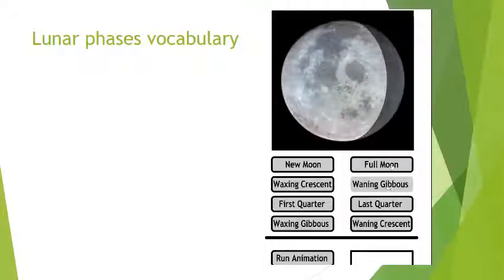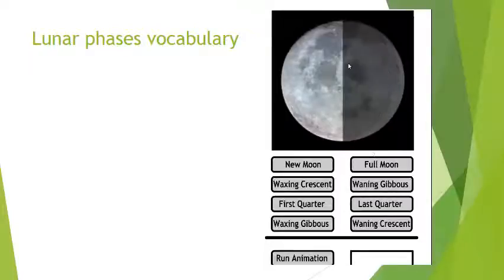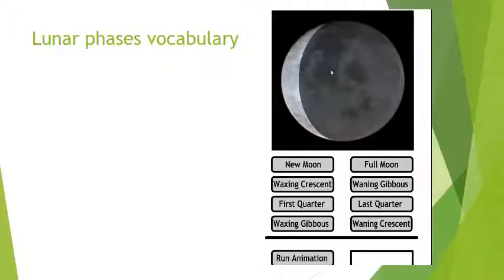Now notice in the waning phases, it gets dark. The moon gets dark from day to day on the right side. So you really always have to pay attention to the right side of the moon to decide whether it's waxing or waning. Last quarter is when the right side is dark and the left side is lit up, and then waning crescent, again, is when the right side is dark and the left side is lit up.